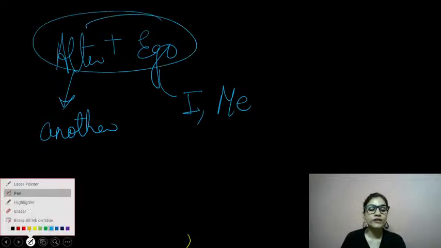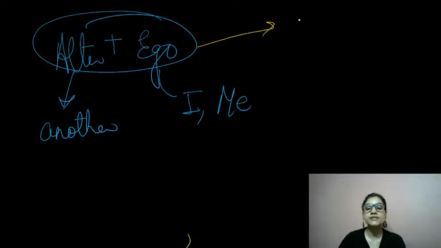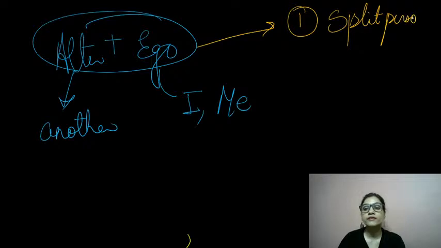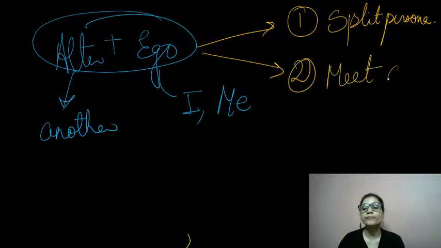One case is when the person thinks about another me. So a person who is having a split personality. Split personality means a person himself or herself is not aware that he has two persons, two souls, like one soul divided into two, existing in the same person. That is a split personality. And the second can be when you meet another person with a similar ego. When you meet another person with a similar ego, that is also alter ego.